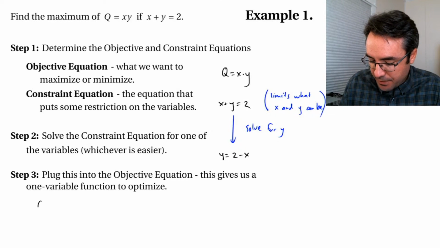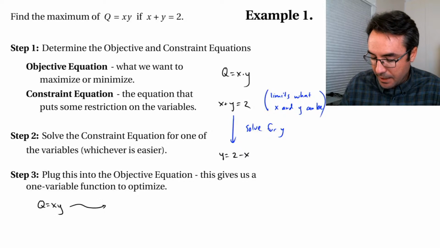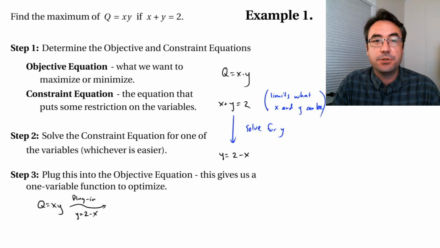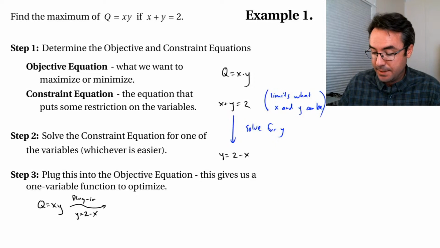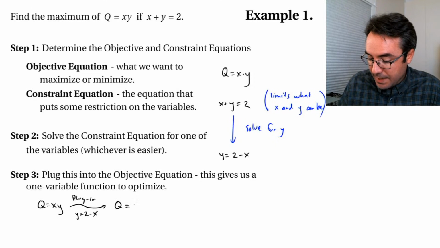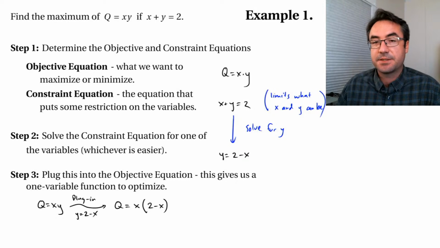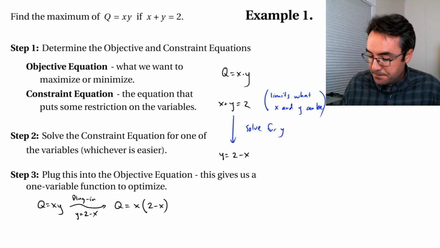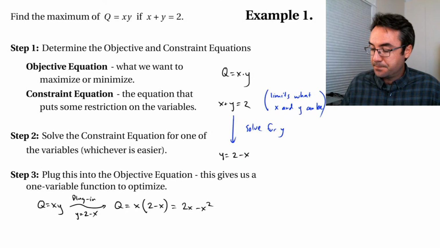So let's start with our objective equation, x times y. We're going to plug in the constraint that we solved, y equal to 2 minus x. When we do that, we get x, and instead of y, we write 2 minus x. If we multiply that out, we end up with 2x minus x squared.